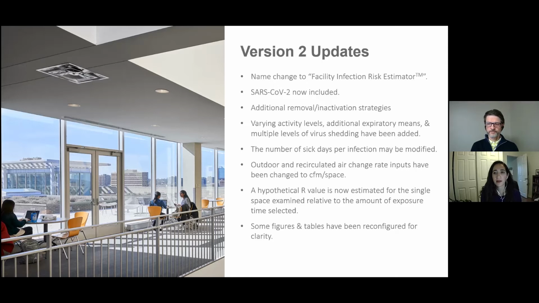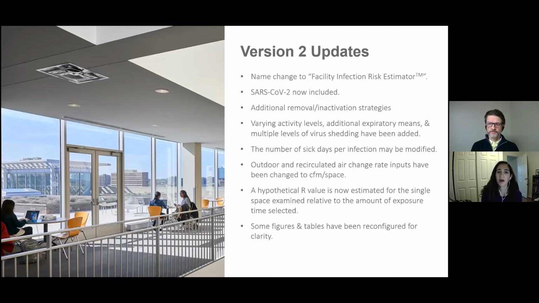So we've learned that it matters whether you're a light, medium, or heavy shedder of the virus, and the activity you're doing can greatly impact how many droplets and of what size you expel. So we've added varying activity levels to the tool, resting, light, moderate, and heavy for both children and adults, as well as 3 different levels of virus shedding, low, medium, and high. And we've added different expiratory means: breathing, speaking loudly or singing, coughing, and sneezing. These additions paint a more holistic picture of what we were actually seeing in the real world.